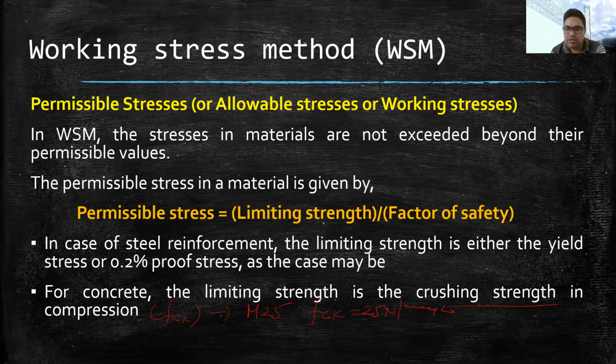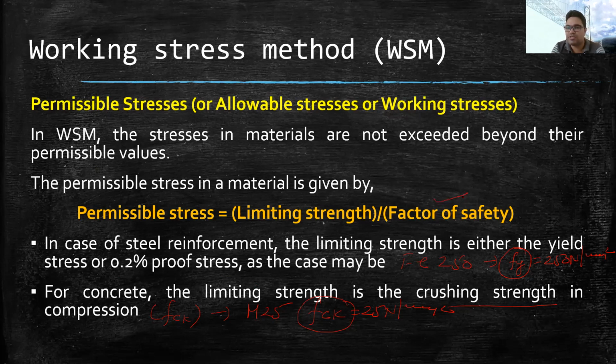Similarly, for the grade of steel, say if we are using Fe 250 grade of steel, in that case the value of fy will be 250 Newton per mm square. So this fy will be the limiting strength of steel, and this fck will be the limiting strength of the concrete. Now we will talk about the factor of safety.